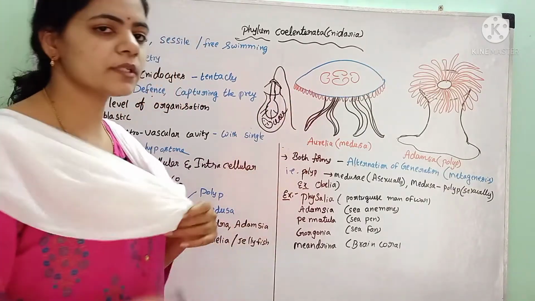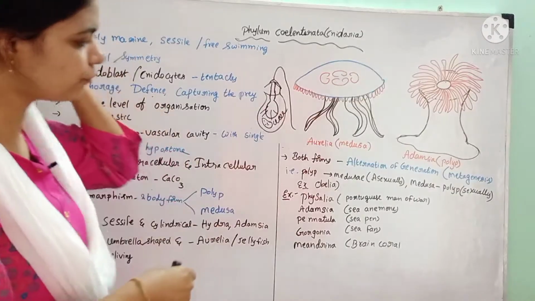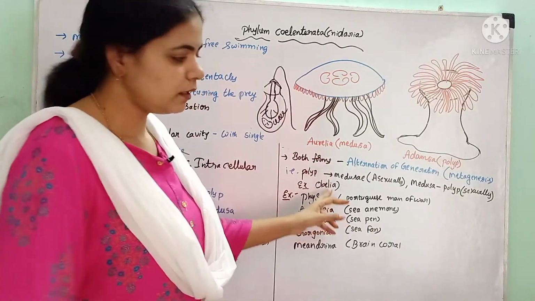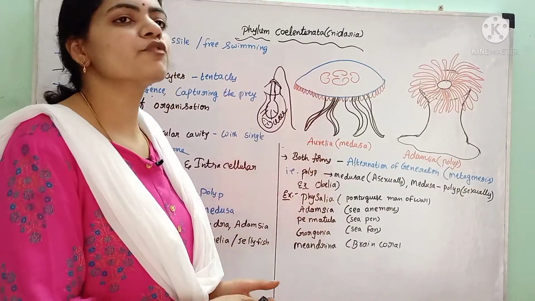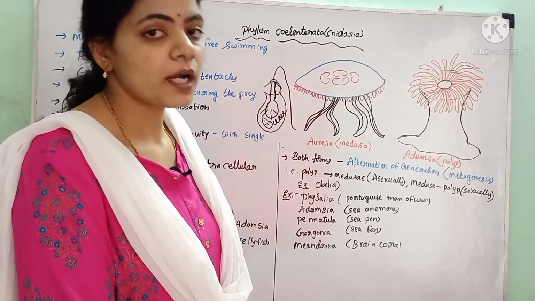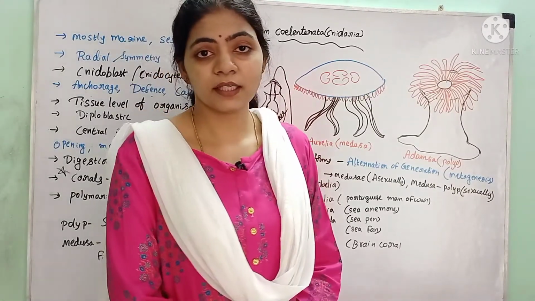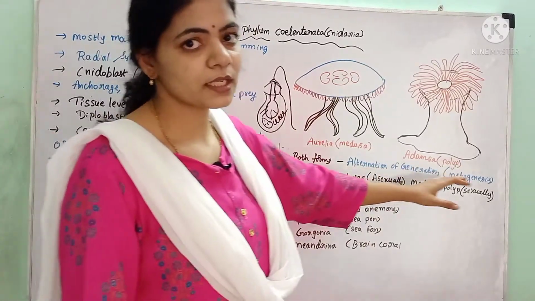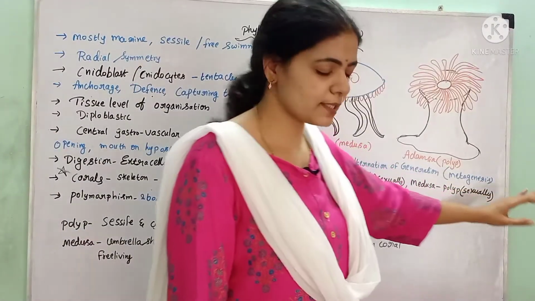And some forms will exhibit both forms. Some cnidarians exhibit both forms, like Obelia. Those organisms which exhibit both forms show alternation of generation. Alternation of generation we have already studied in the plant kingdom, right? Like that, alternation of generation is seen here, which is called metagenesis.